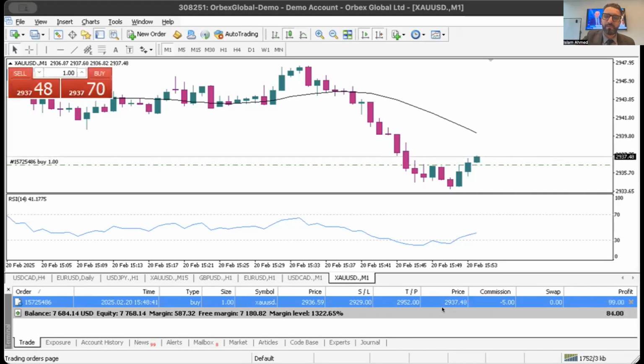This is one lot, which equals $100 per dollar. Each dollar that the ounce moves, I move $100 with it. If any one of you is now looking at the number of profit or loss and saying, oh my God, just close it, man.